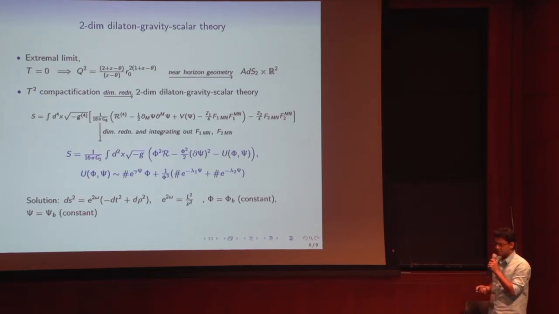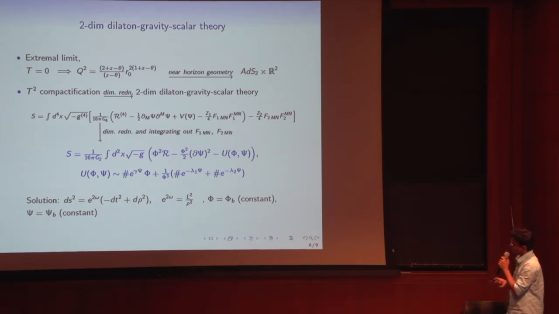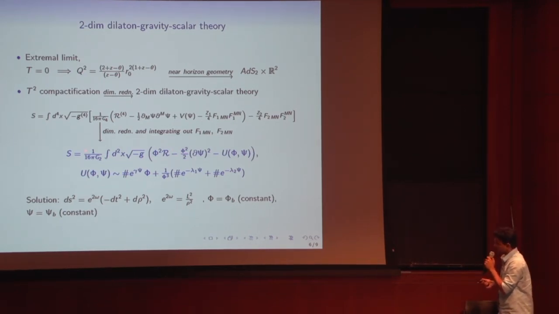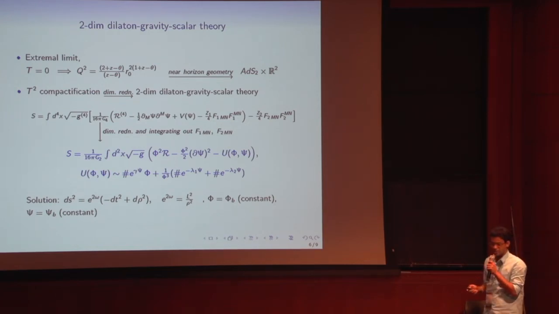Now, again, in the extremal limit, these charged black branes have AdS2 in the near horizon geometry. And upon doing the same toroidal compactification, we get generalized theories of dilaton gravity with a scalar, where now the scalar field is coupled non-trivially to the dilaton, and we have a mixed potential for the dilaton and the scalar field. But this two-dimensional theory admits the AdS2 solution with constant dilaton, as well as a constant scalar field. Now, the worry here is if this non-trivial coupling with the dilaton and this mixed potential will somehow affect the stability of AdS2 and the Schwarzian.